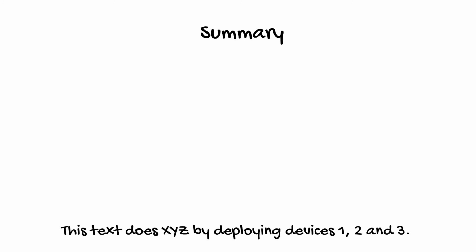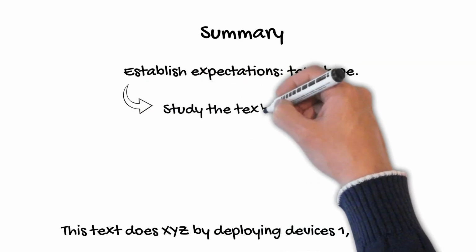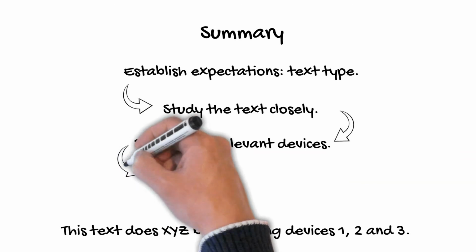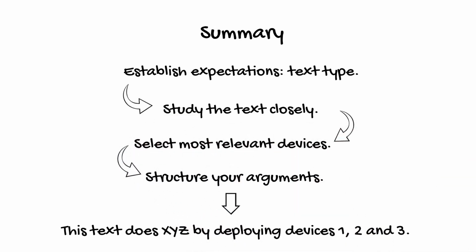By now, it should also have become clear that you can only compose your thesis statement or your topic sentences after you have closely read the text and selected the relevant devices. Spend your time and effort wisely. Establish expectations, study the text, select the devices, structure your arguments, and then, that is at the very end of the process, write the thesis and topic sentences.